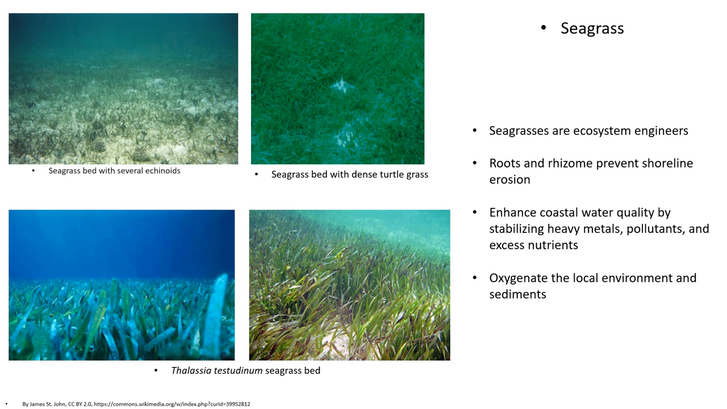Seagrasses photosynthesize to release oxygen to their surrounding microenvironment, which in turn oxygenates the sediments and enhances the water quality. Furthermore, they stabilize heavy metals, pollutants, and excess nutrients to prevent algal blooms from proliferating. The algal blooms and their severe consequences we have already seen in the previous part of this lecture. Here in the picture, we can see the seagrass ecosystems built by turtle grass and Thalassia.